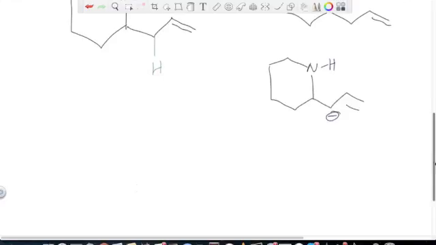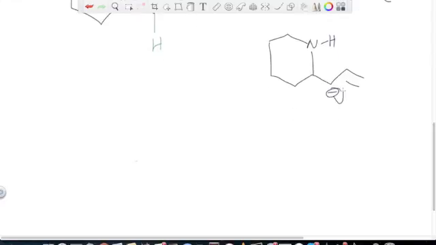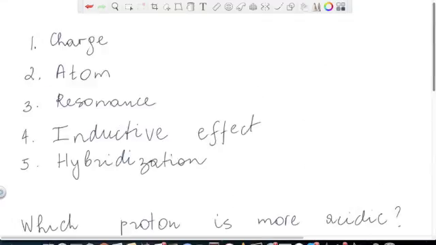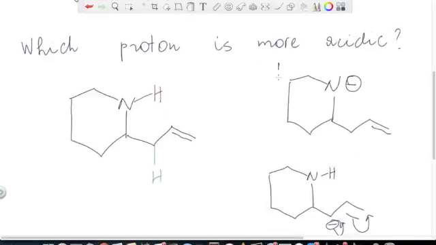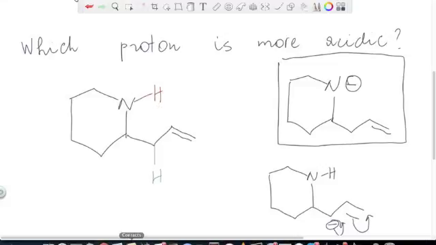Let me draw it a little bit lower. It would look like this, right? This is called allyl anion, and we can draw resonance for it. So it would look like this. Now, let's look at our list of factors. Atom wins over resonance. Therefore, this would be the more stable conjugate base. Red proton is more acidic, right? More acidic.